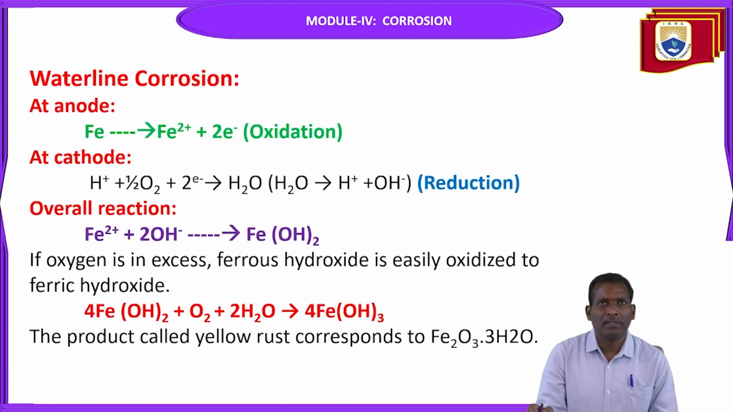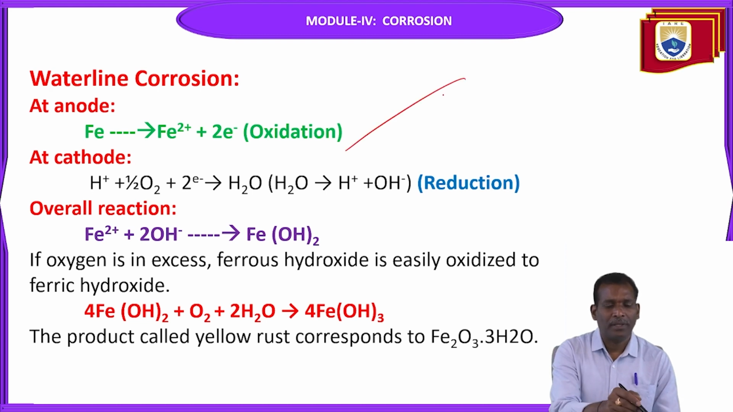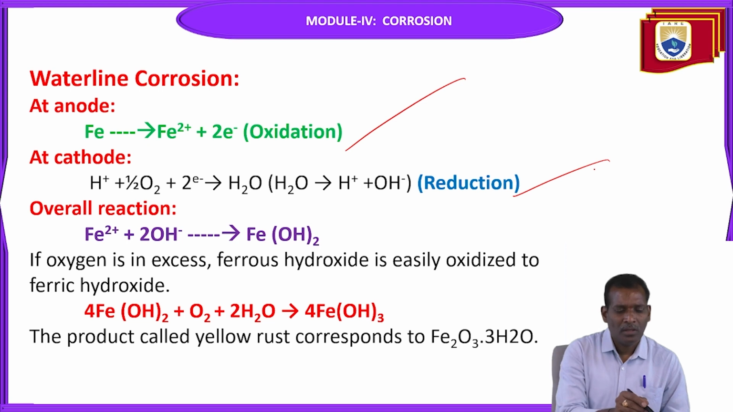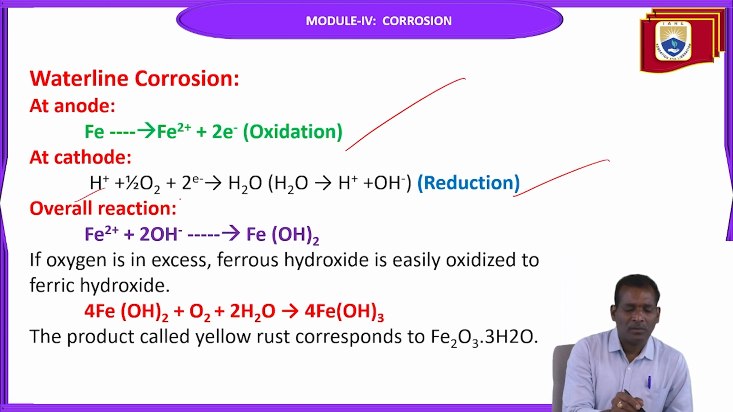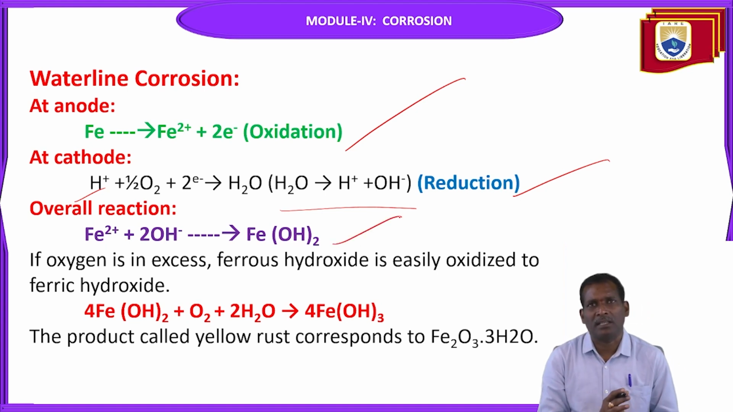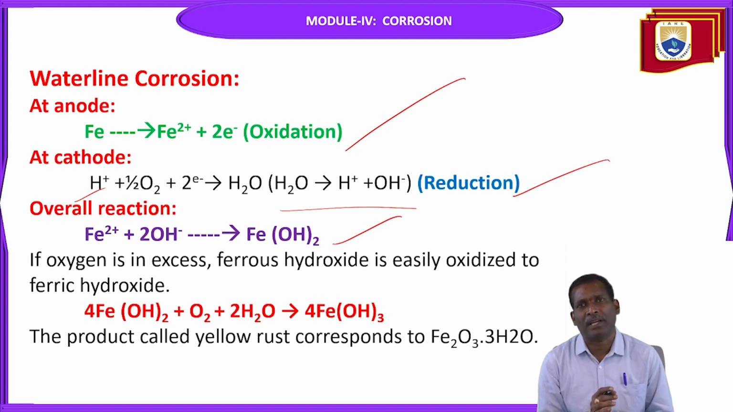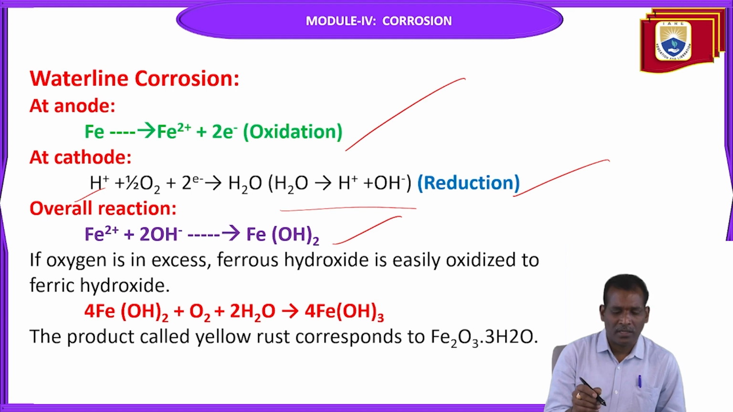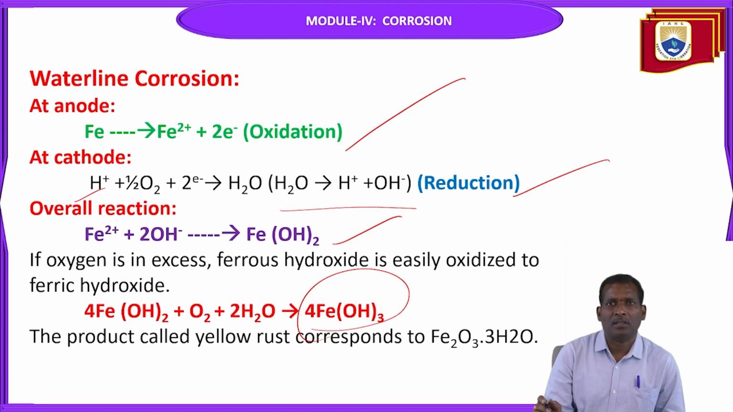The waterline corrosion equations: at the anode, Fe gives Fe2+ plus 2 electrons, and at the cathode, H+ plus half O2 plus 2 electrons gives H2O, and again this H2O gives H+ and OH-. This is the overall reaction. If the oxygen is in excess, the ferrous hydroxide is easily oxidized to ferric hydroxide, 4Fe(OH)3. The product called yellow rust corresponds to Fe2O3·3H2O.